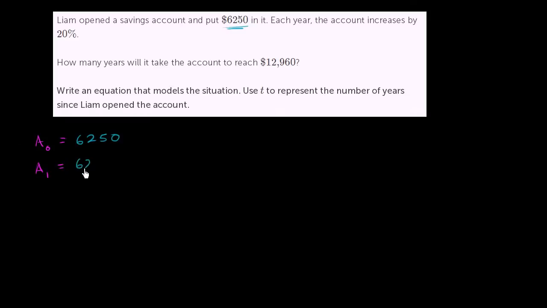Well, he's going to have 6,250 times, or let's write it this way, plus 20% of 6,250. It grows 20% every year. So this is how much he started the year with, and then he gets another 20% of that 6,250. If we factor out a 6,250, this is equal to 6,250 times 1 plus 20%, or we could write that as 0.2, which is equal to 6,250 times 1.2.